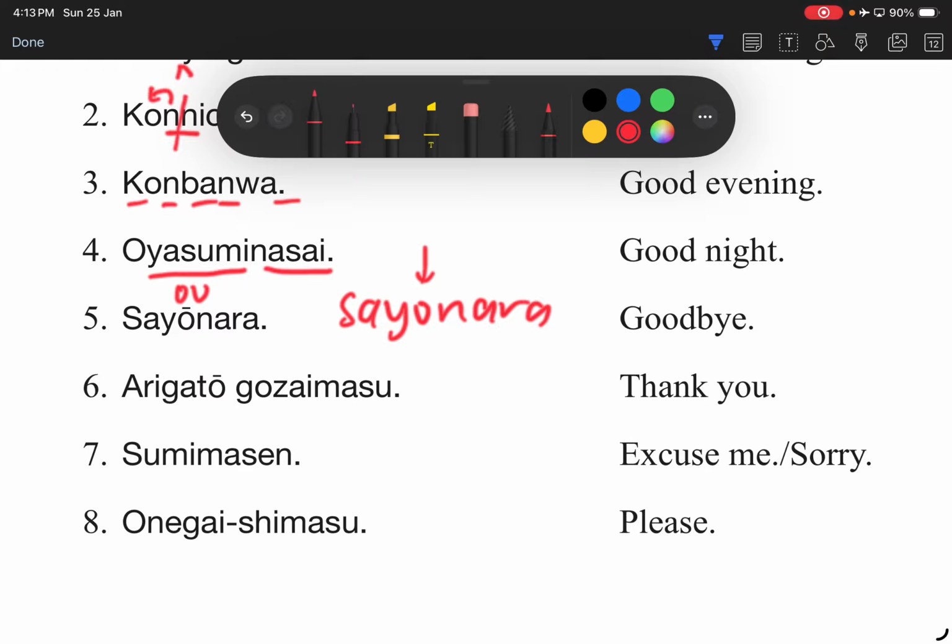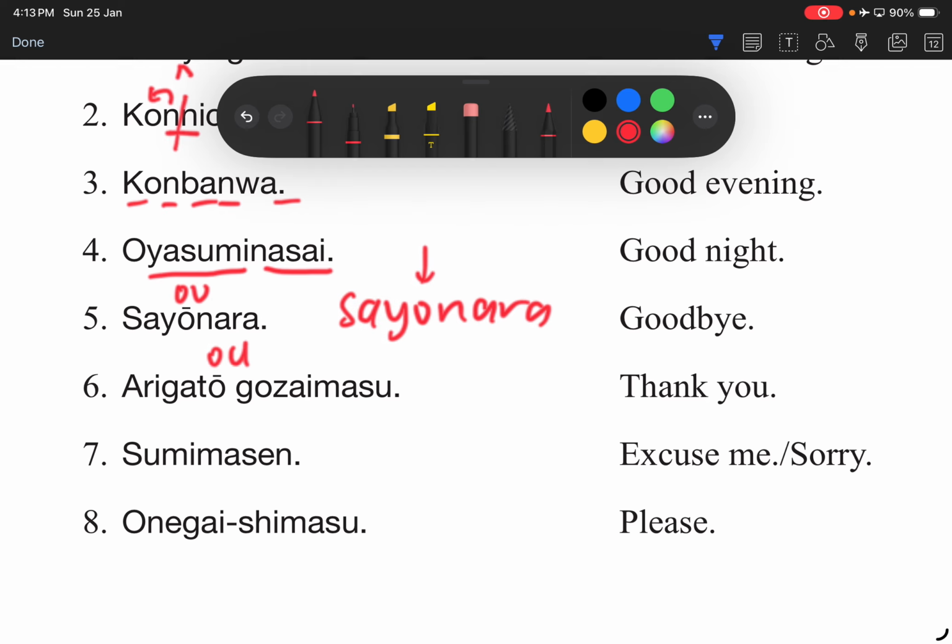Okay? Next, number 6. Arigato. There is an O-U sound, a long O sound. Not like what Singaporeans always say, arigato. There's a U, there's a long O sound, so drag it out. Arigato gozaimasu.